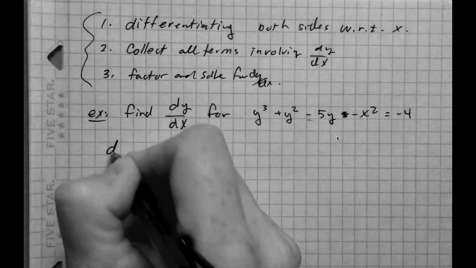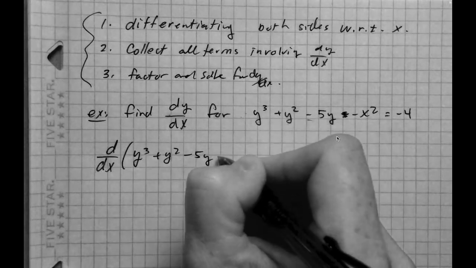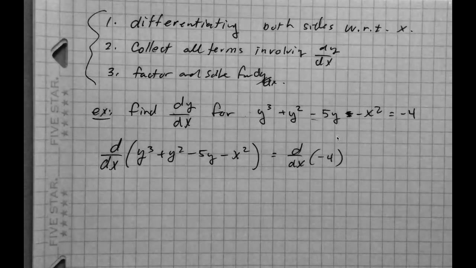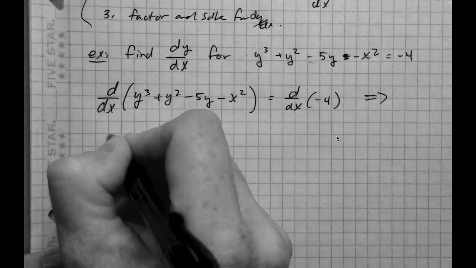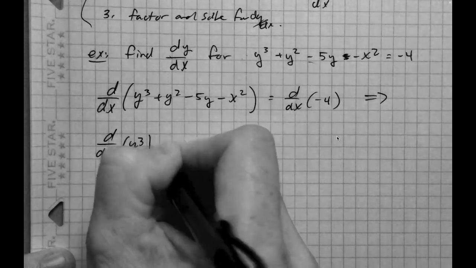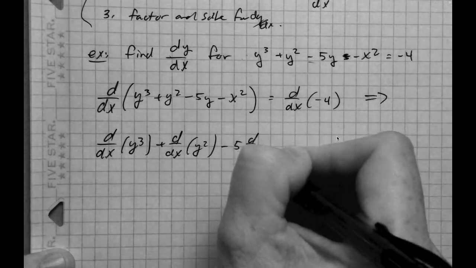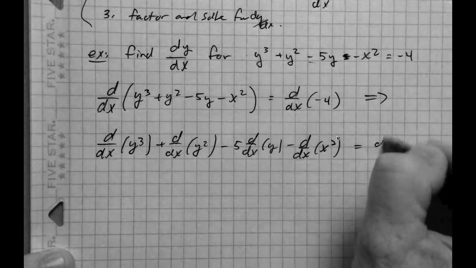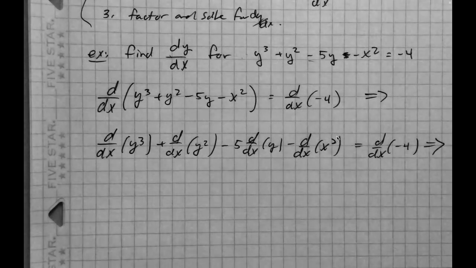So basically you're going to say d/dx of both sides: y cubed plus y squared minus 5y minus x squared equals d/dx of -4. We're going to differentiate both sides. Now we would want to break all these terms up, so I'm going to do that. d/dx of y cubed plus d/dx of y squared minus 5 d/dx of y minus d/dx of x squared equals d/dx of -4. So the whole thing is broken up there.